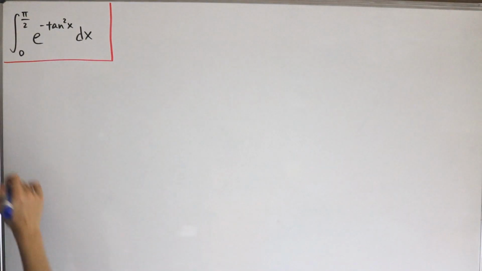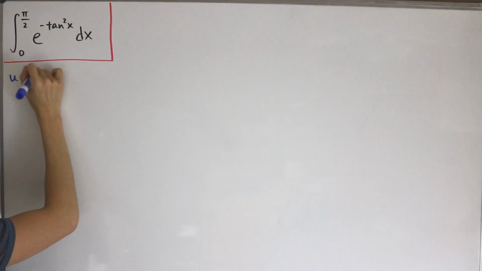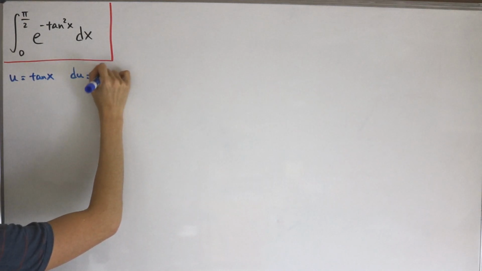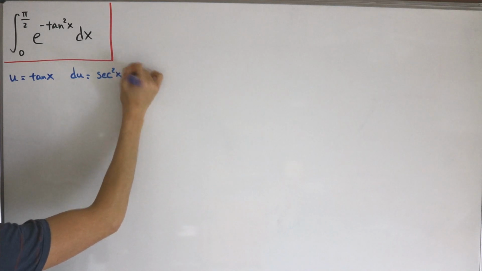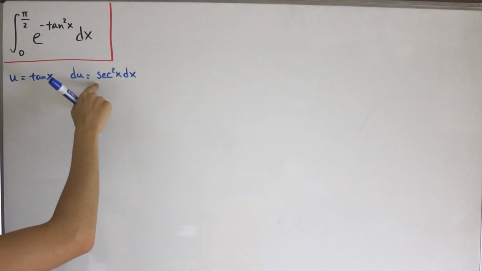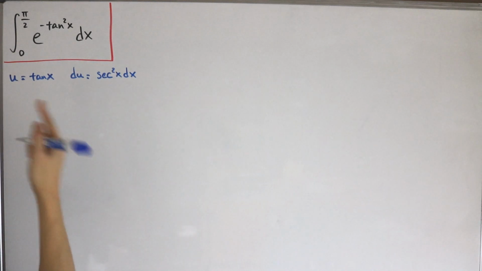So let's call this capital I. Well, let me first do our u sub. We're going to let u equals tangent of x. Then that means du is equal to secant square of x dx. Now, of course, we have to get dx by itself to make things a little bit simpler. So divide the secant square x from both sides. So I have du divided by secant square x.